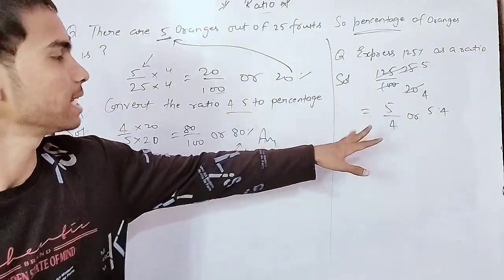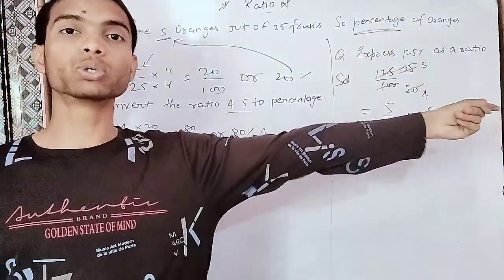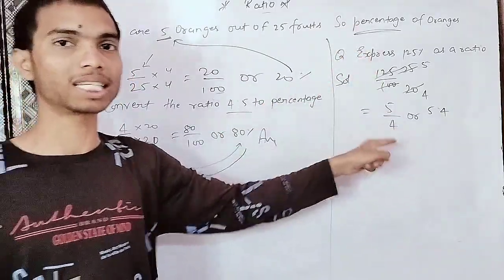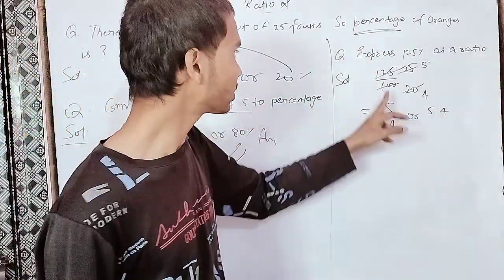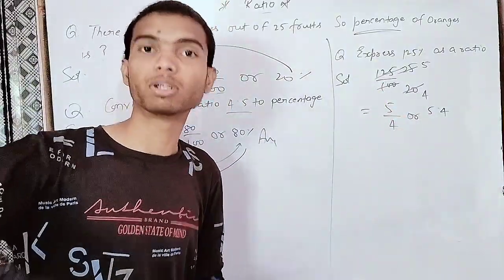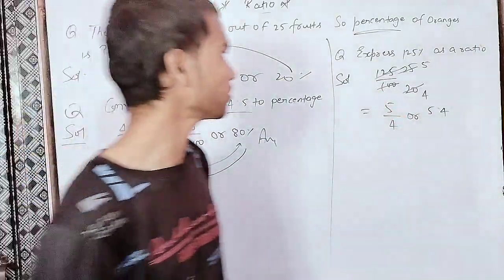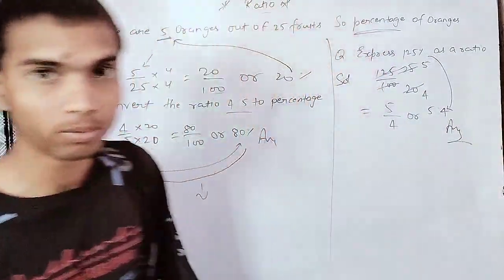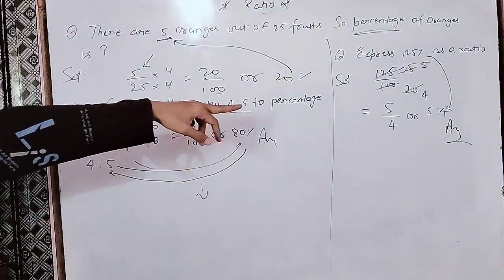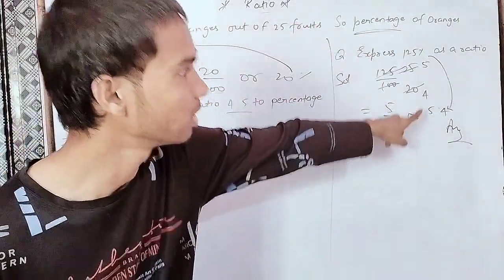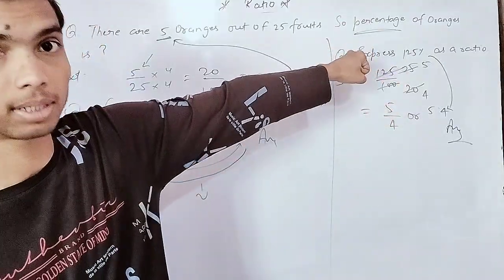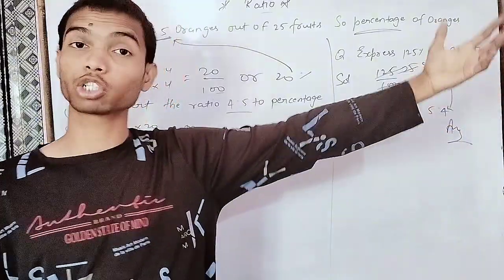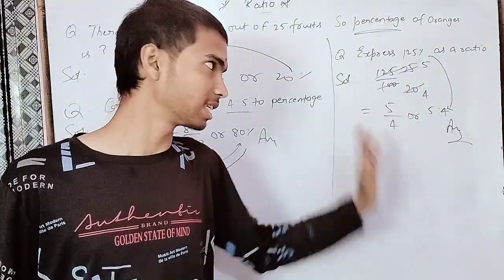You are crystal clear that it can't be reduced further. That's why till here it is the exact ratio. It is a simple ratio, which is in lowest form. We can't reduce this fraction further. Okay. This is our answer. Here, we converted percentage into ratio. This is how percentage can be converted into ratio and ratio can be converted into percentage.